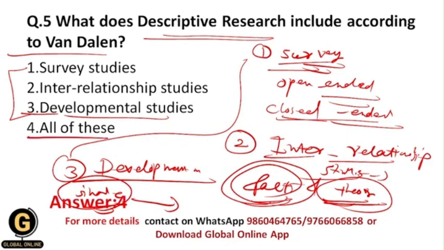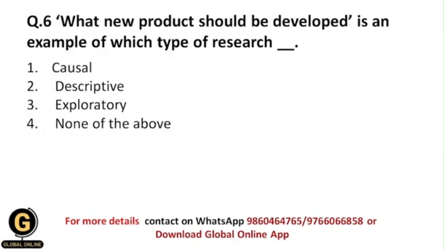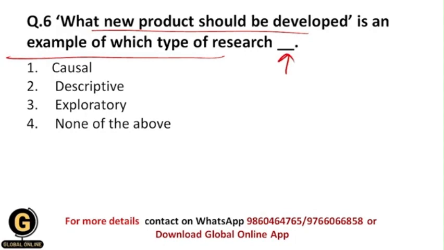Okay, now next is, what new product should be developed is an example of which type of research. Whether it is causal, whether it is descriptive, whether it is exploratory, whether it is none of the above. So students, if I want to understand, or if I want to get the answer for the question what new product should be developed, then in that situation which kind of research type I need to follow.